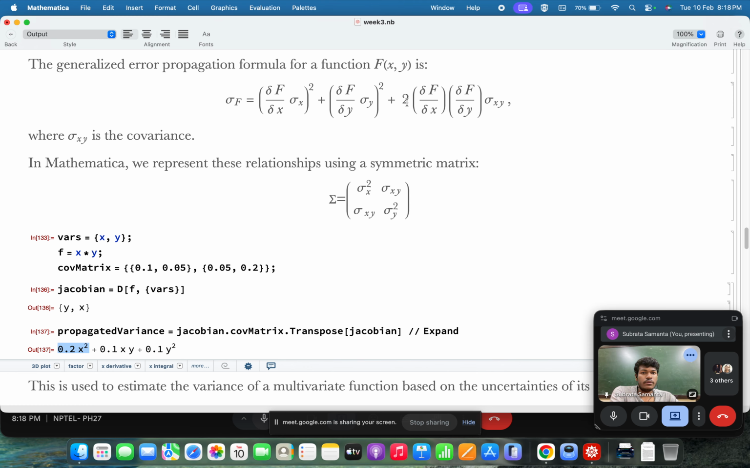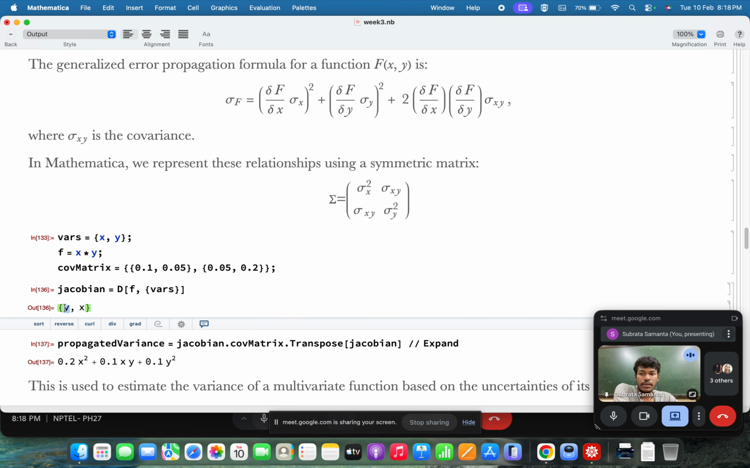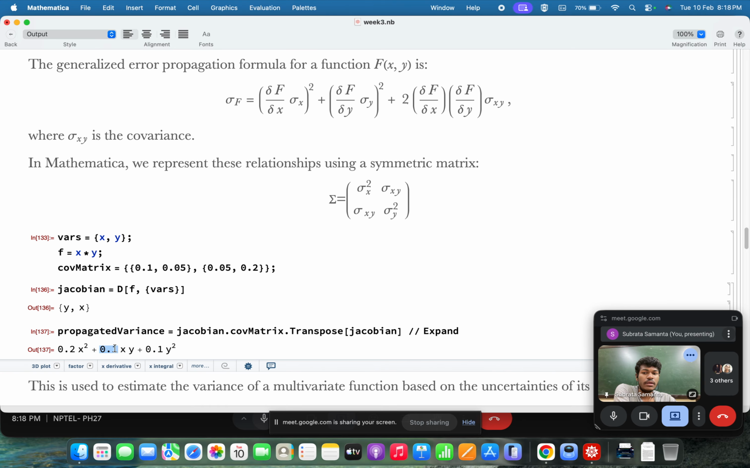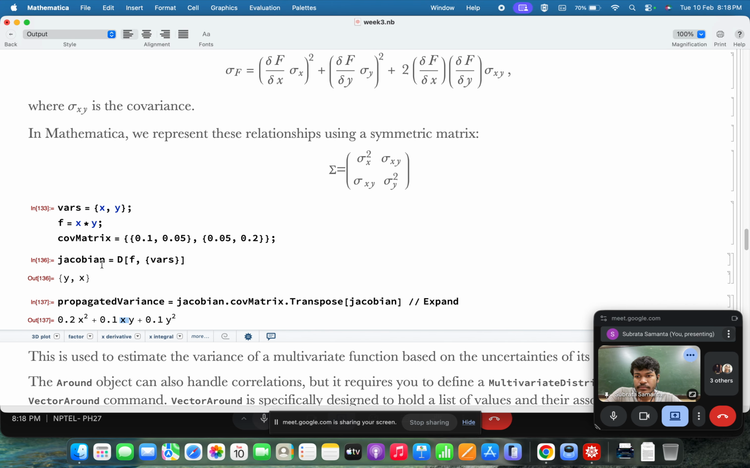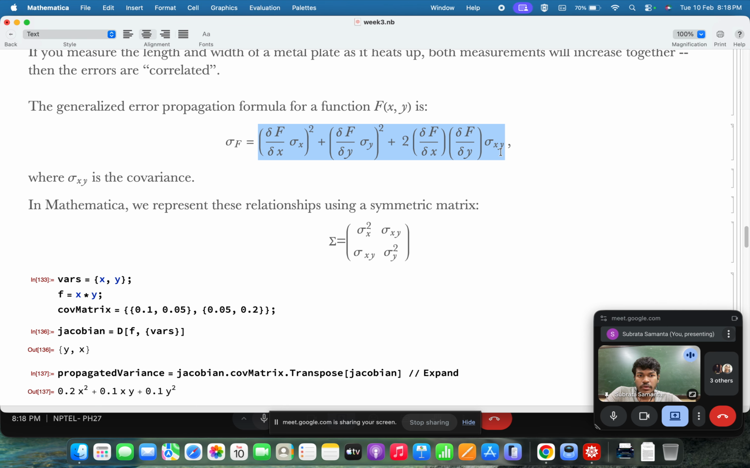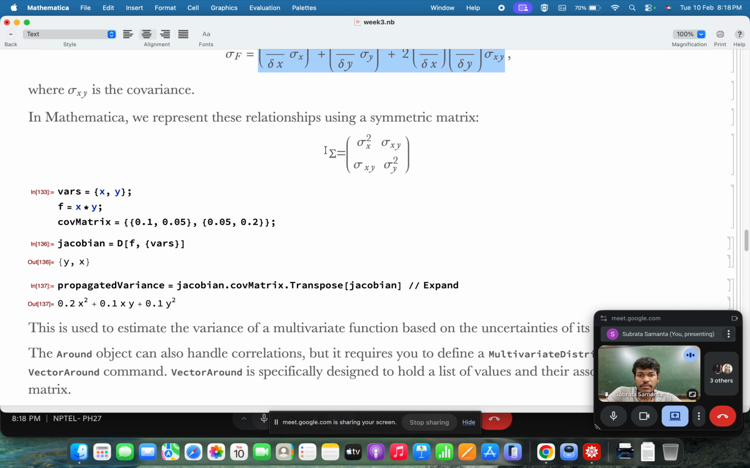So, now the third one, 2 times delta f delta x. So, what is your delta f delta x? Is basically y, okay, and delta f delta y is basically x. So, 2 times your sigma x y. Sigma x y is 0.05. So, 2 times 0.05 means that 0.1 times x y, right. So, see how easily we calculate this thing. Okay. So, you can calculate this using this matrix form. Okay.